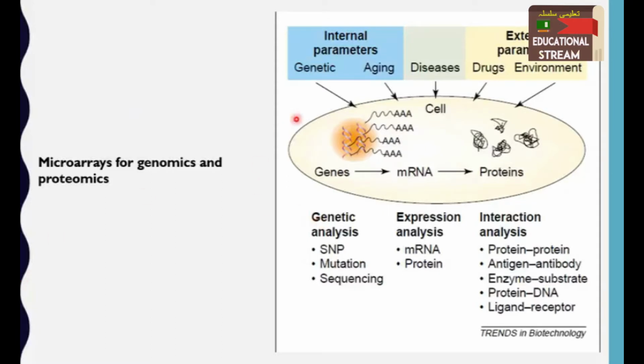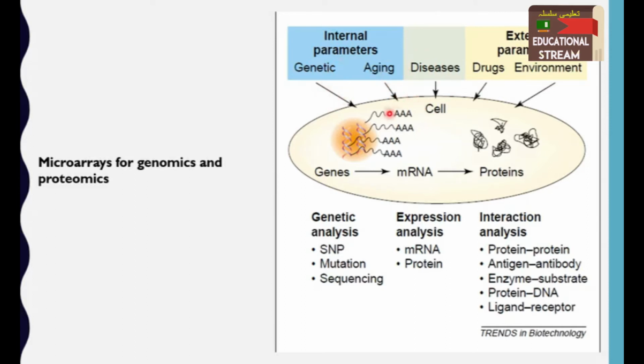In this diagram, we will see the overview of microarray for genomics and proteomics, and here the difference between the DNA microarray and protein microarray will also get clear. We know that the physiological state of a cell is influenced by the external parameters as well as internal parameters. For instance, external parameters include the intake of drug or change in the environmental conditions, and then diseases which are caused by both internal and external parameters. And internal parameters include the genetic changes or the process of aging.